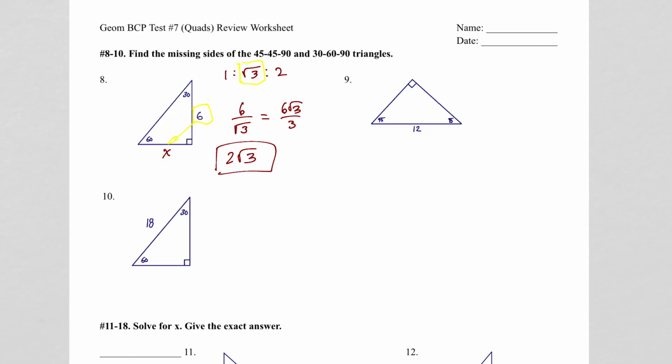And then, so this is 2 root 3. And then the long side is twice the shortest side. So if this will be this side here. So this is going to be 4 root 3.